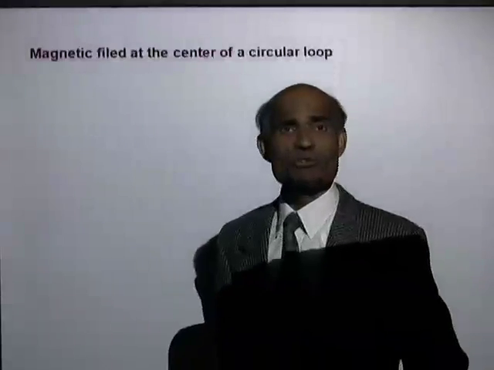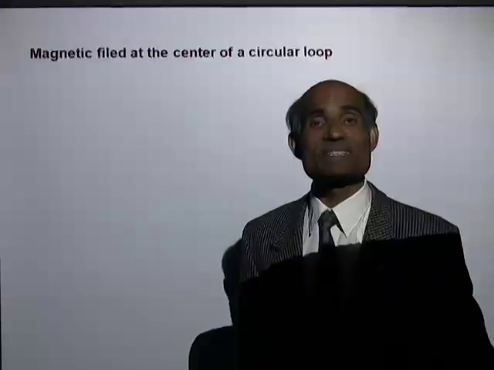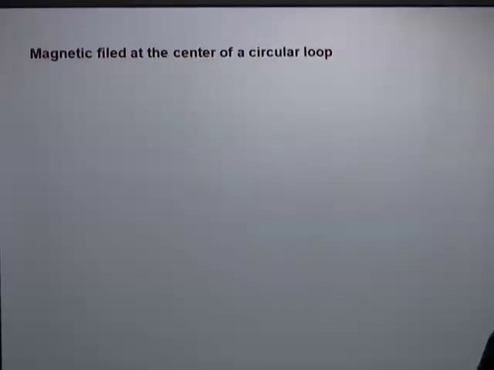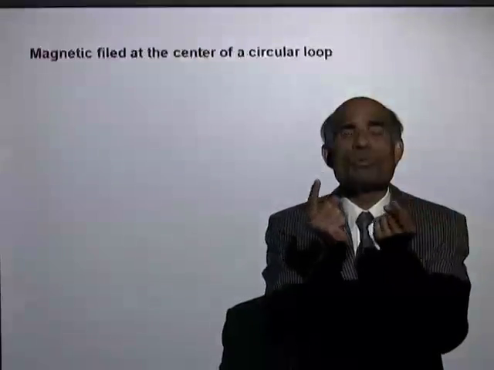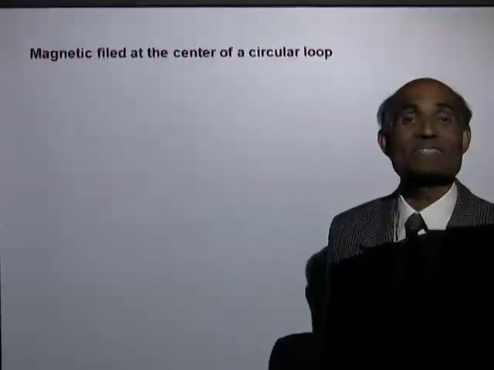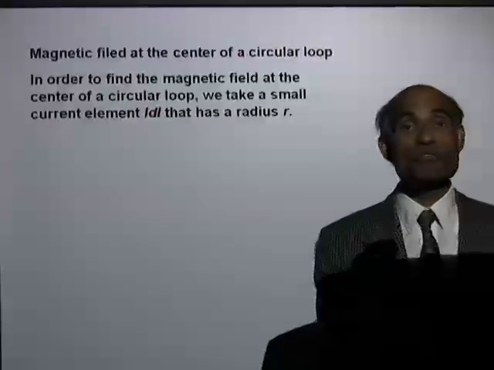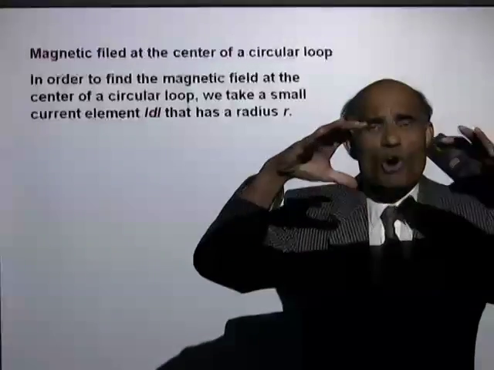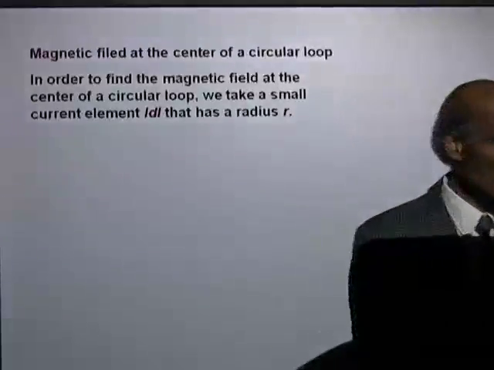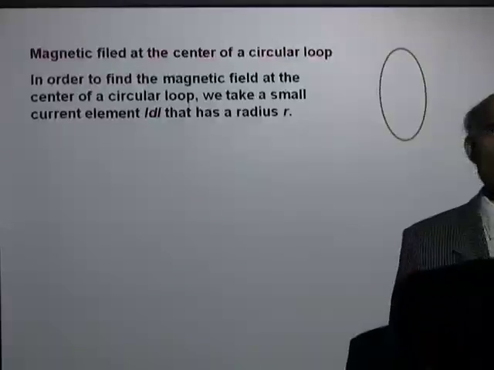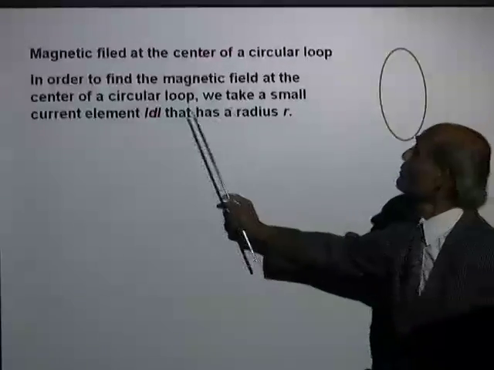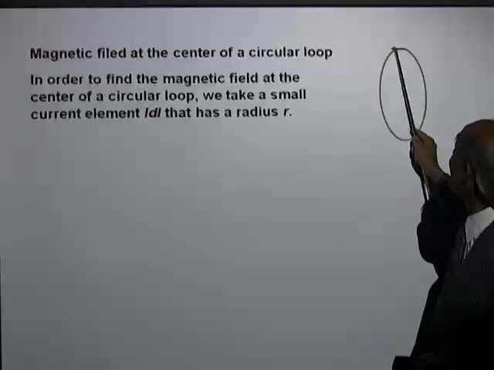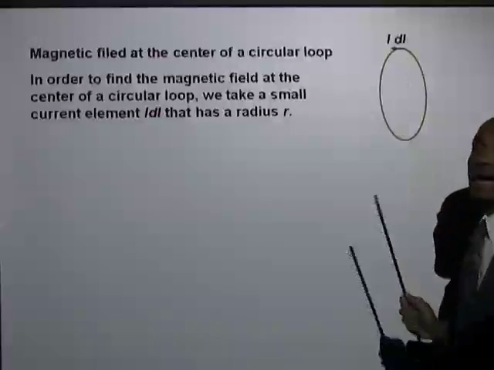Let's now talk about the magnetic field at the center of a circular loop. If I take a wire and bend it in the form of a loop, what is the magnetic field at the center of it? To find the magnetic field at the center of a circular loop of radius R, we take a small current element IdL on that loop.